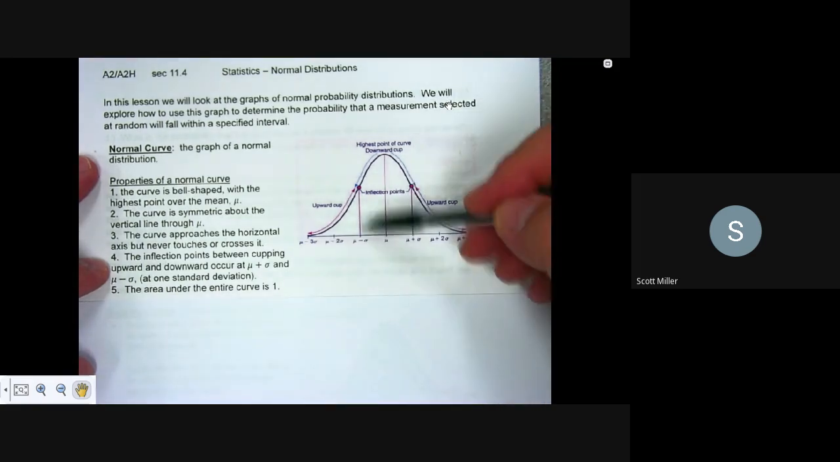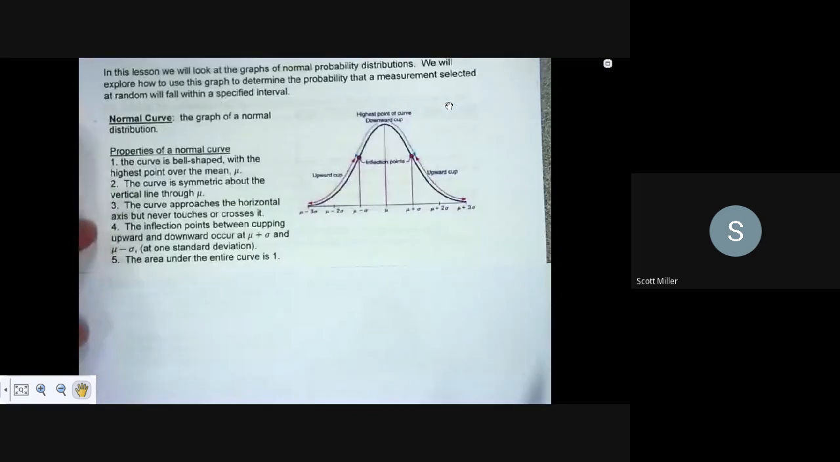So what you see here is 1 standard deviation. This is where 2 is. This is where 3 and 4 and 5 and 6 are, and you just keep on going out as far and farther as you want. Okay, so this is what a normal curve looks like.